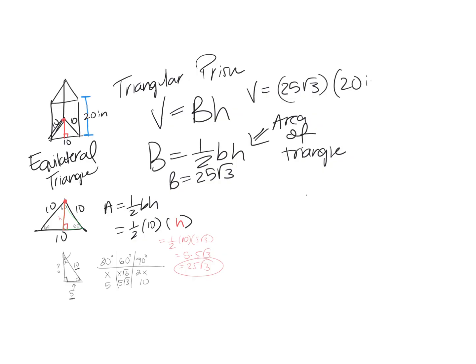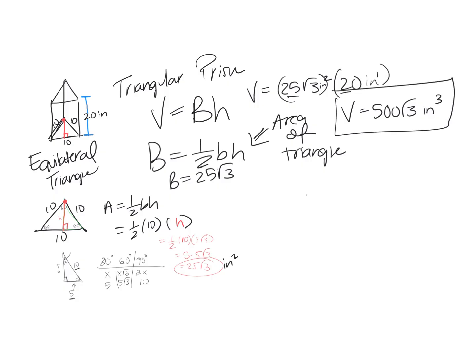So what is the height? 20. Yep. And we're doing inches. By the way, we didn't keep track of our units. The area of the base is inches squared. And this is inches to the first. So now we're going to do 25 times 20, which is 25 times 50 plus the other 0. 500 square root of 3 inches cubed is our volume.